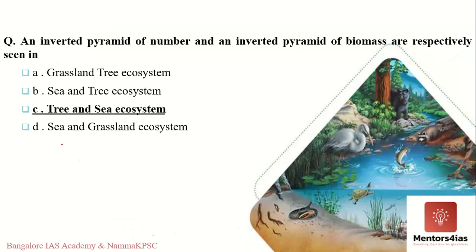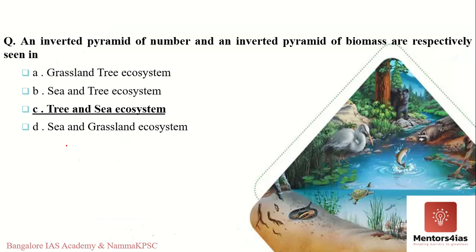Okay, so a question for revision. The question says an inverted pyramid of number and an inverted pyramid of biomass are respectively seen in. Okay, so you have a grassland and tree ecosystem, sea and tree ecosystem, tree and sea ecosystem, and finally the last option is sea and grassland ecosystem.